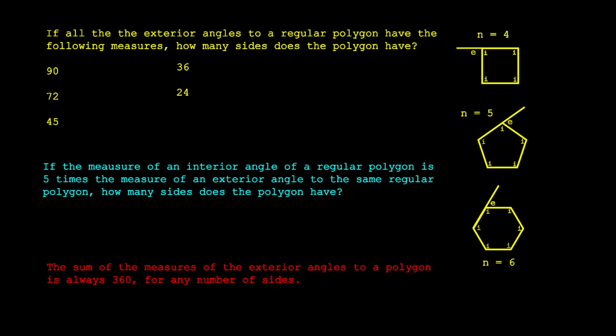In this video, we will be working with interior and exterior angles of polygons and regular polygons. So first, if all the exterior angles to a regular polygon have the same measures, how many sides does the polygon have? Quick review. So n is generally used for the number of sides.